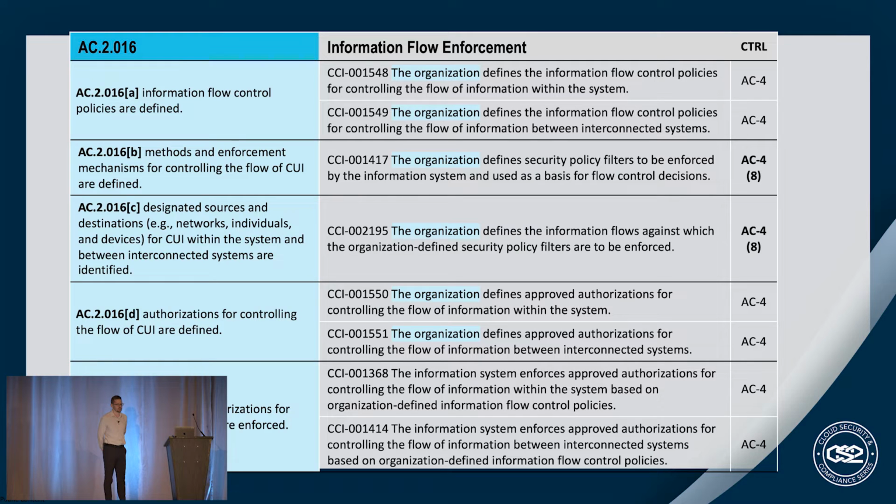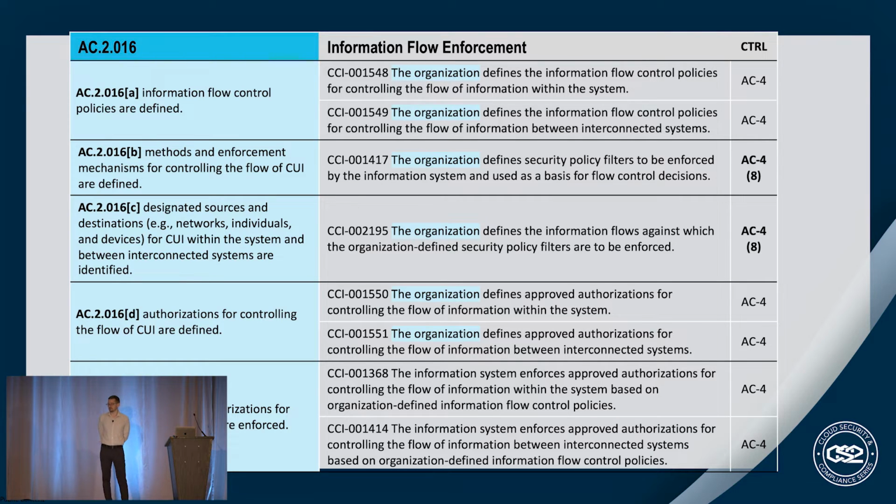Defined tends to mean something from a paper-pushing perspective. Next, designated sources and destinations, whether it be networks or people or devices, those are all identified. So identified, not the most helpful language in a determination statement, but it probably means I can point to it somewhere. I can identify it. Item D, authorizations for controlling the flow of CUI are defined. And then finally, those approved authorizations are enforced.